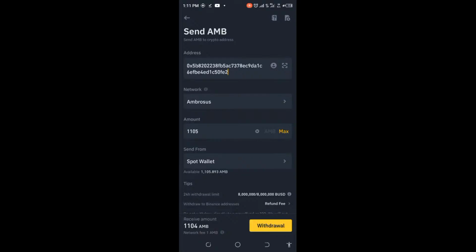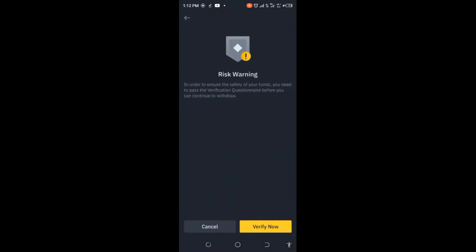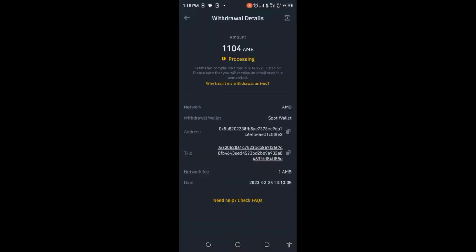Good. So everything, and we put max. I guess everything is good to go. Let's take a screenshot as usual, and then we click on withdrawal. Good. So is everything fine? Let's see that. Confirm. All right. Let's click on verify now. So you can see that our 1104 AMB is currently processing.